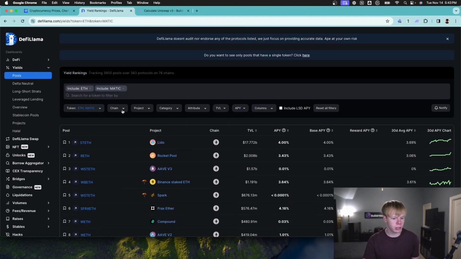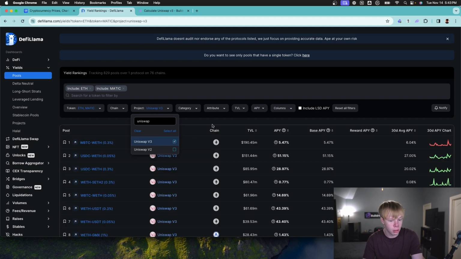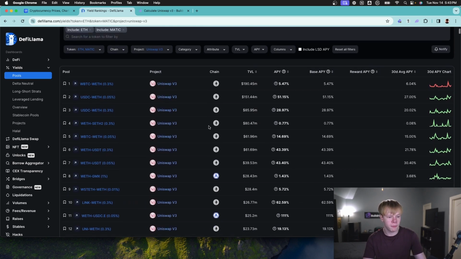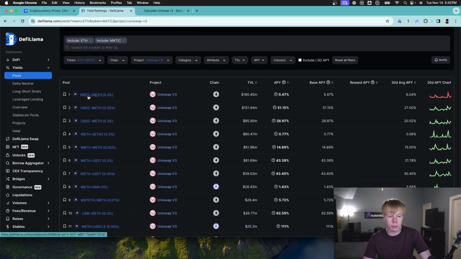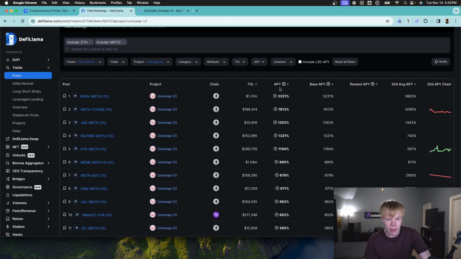So assuming I want to create like a liquidity pool between these two, I might go over to something like Project, just simply clear all this and type in Uniswap V3. And then I could look specifically at Uniswap V3 positions. So right here we have WBTC paired with Ethereum, USDC paired with Ethereum, and so on and so forth. It's going to show us some basic returns. We can sort that by APY.